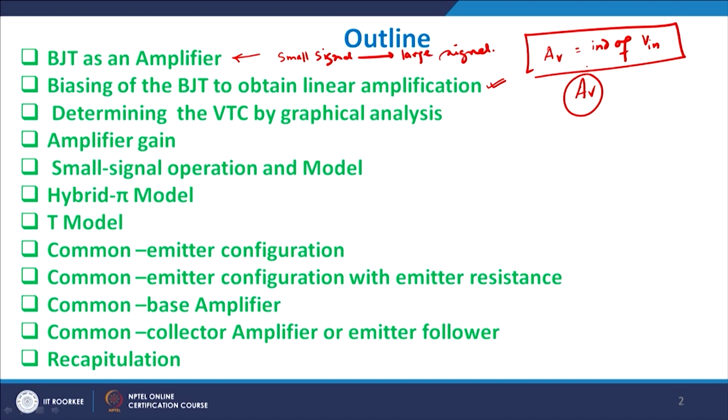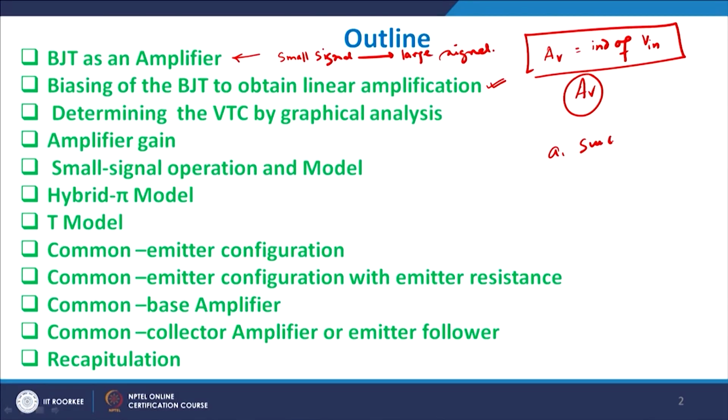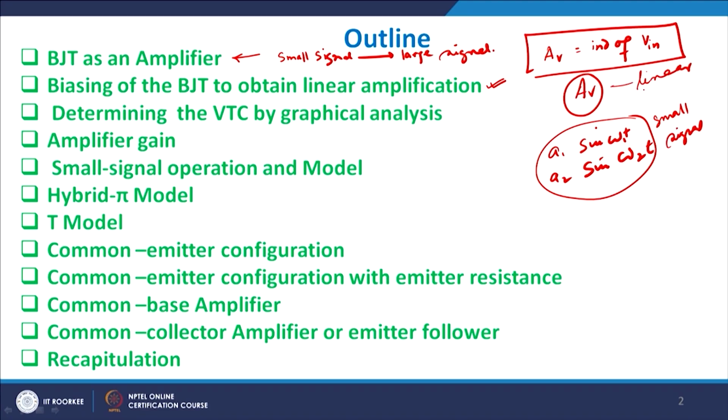Therefore, if the BJT is to be used ideally as an amplifier, it does not matter whether you are giving a signal A1 sin omega t or a signal A2 sin omega 2t and so on. As long as these are small signals, and we will see that later, I would expect to get almost a linear amplification. Linear amplification primarily means that there is a linear relationship between the amplification and the input voltages.